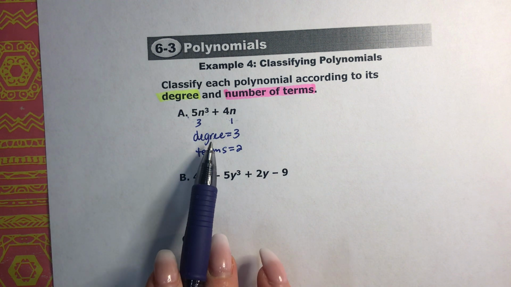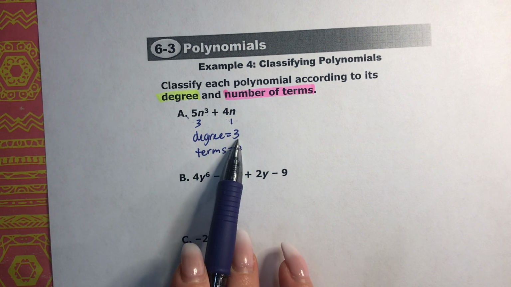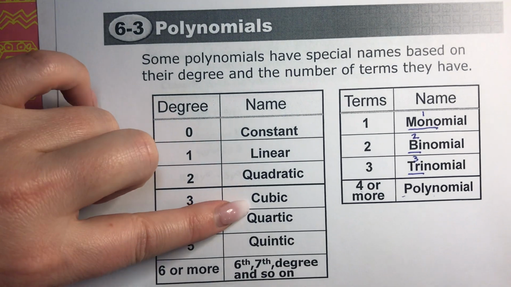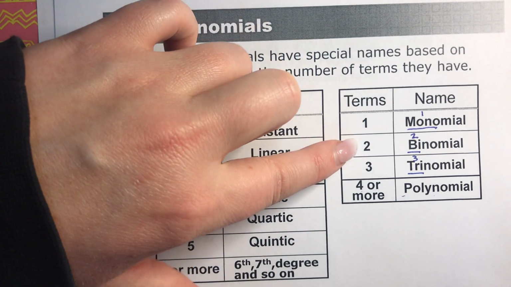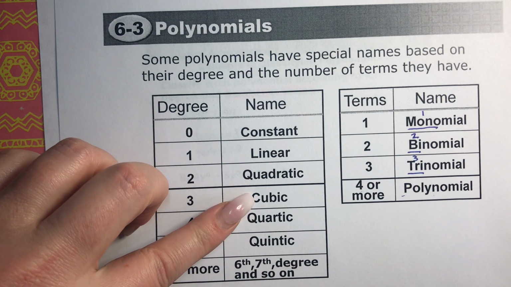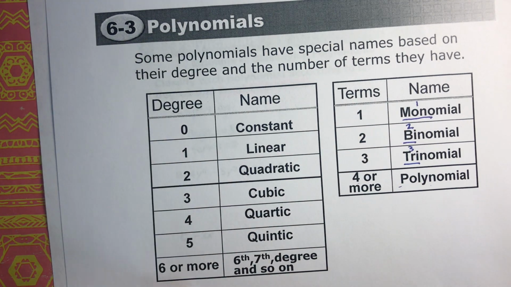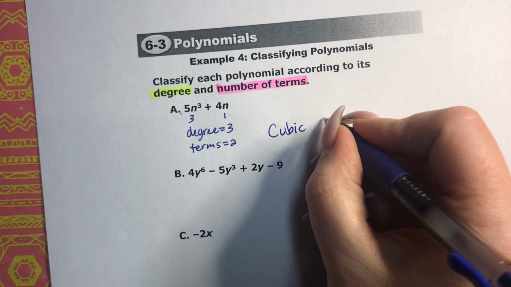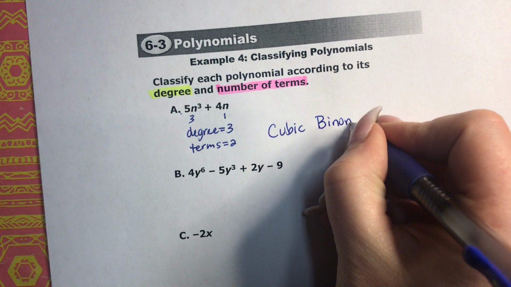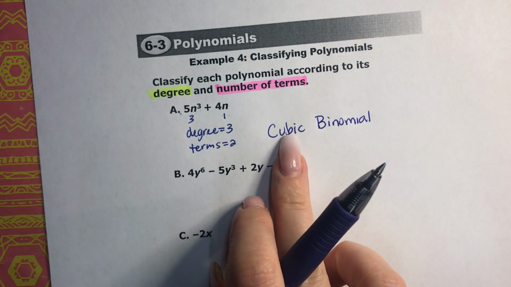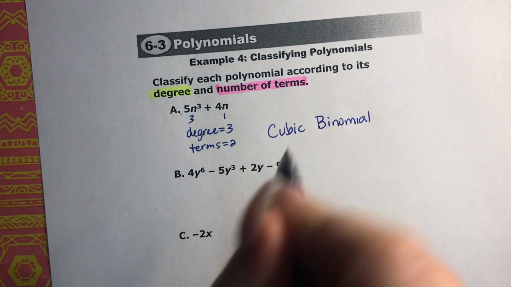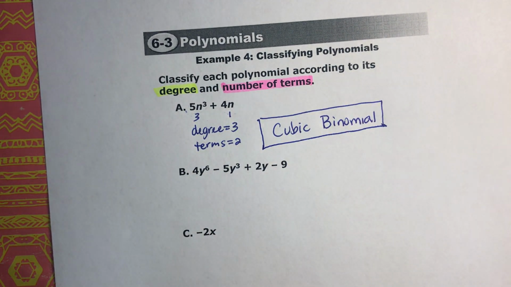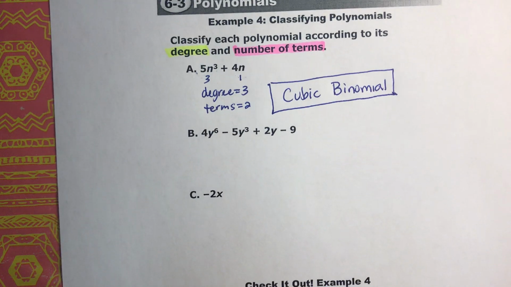So we need to figure out what is the name for when the degree is 3 and the terms is 2. When we look here, degree 3 would be called cubic, 2 terms is called a binomial. So this would be called a cubic binomial. So that's what we write. Cubic binomial. That is for the degree, and this is for the number of terms. And that's the answer. Okay, let's look at the next one.